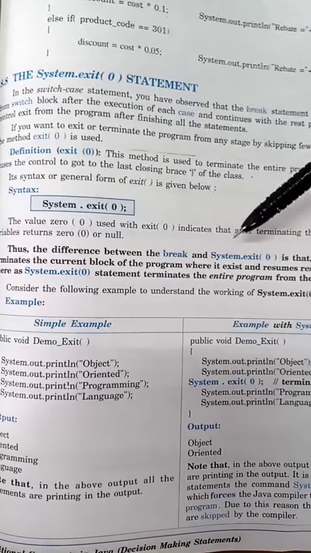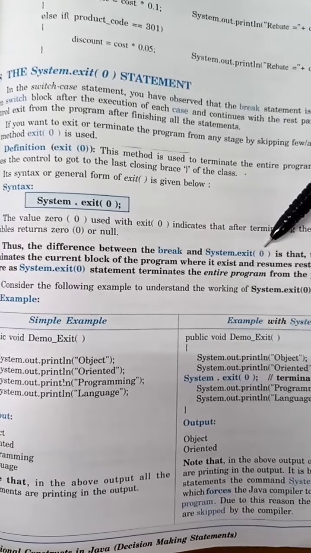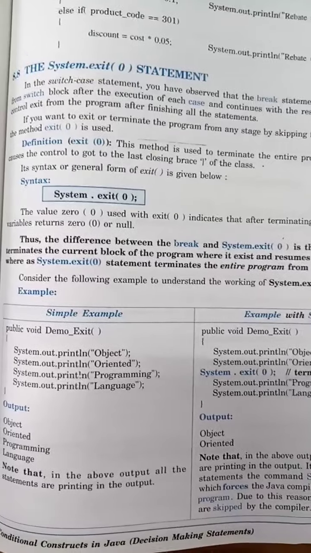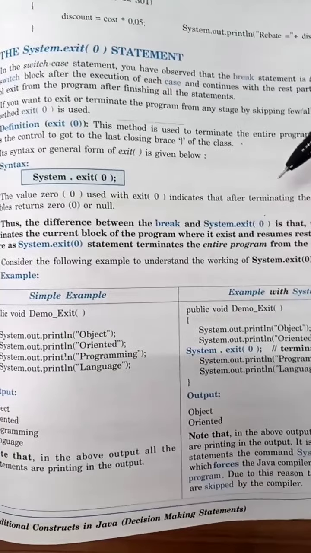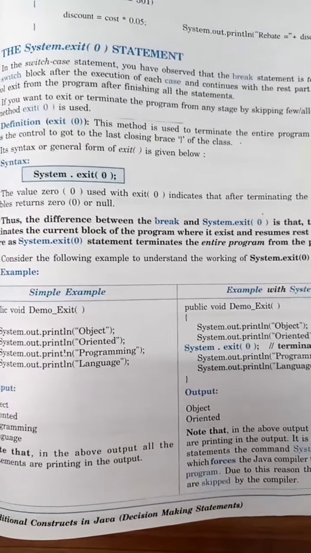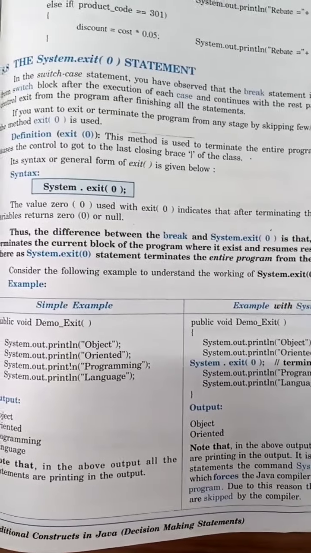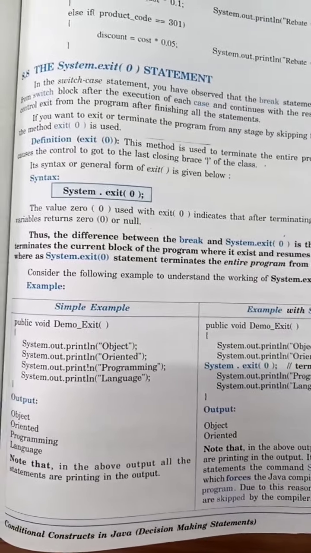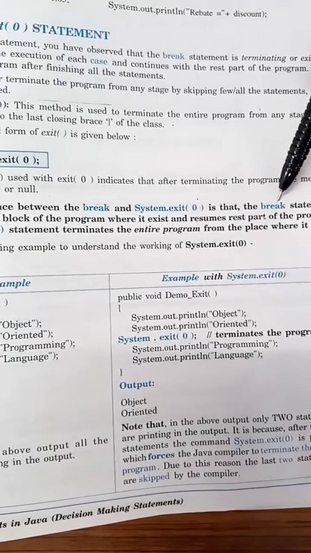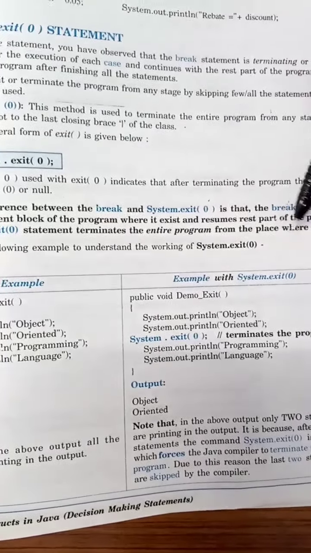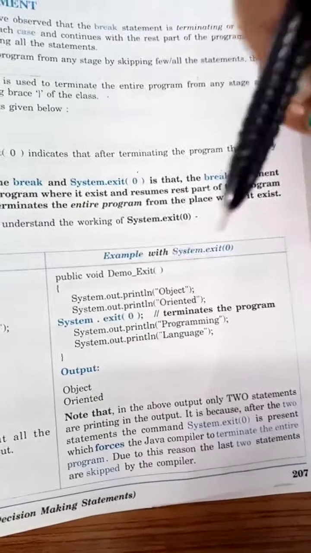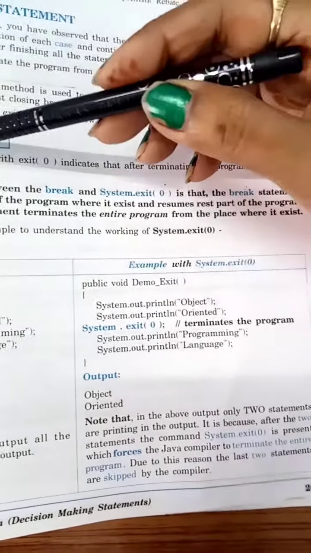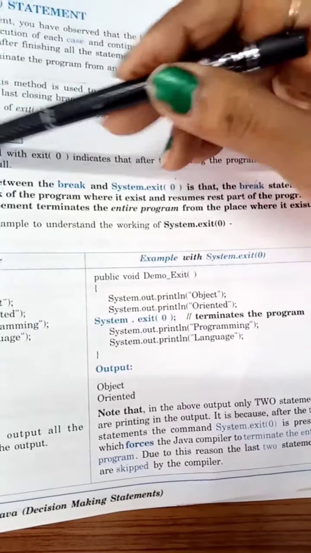And the difference between break and system.exit. Break is a jump statement, not a function. It causes the termination of the current block in which it is used, like switch, and for, while, do while, which you will be studying later on. So break causes the termination of the current block, but system.exit causes the termination of the entire program from the place where it exists. And the syntax is system.exit 0. This is the way you will be writing this.